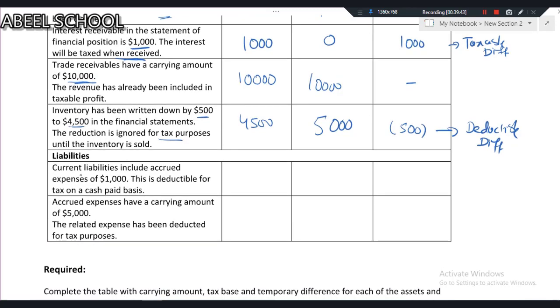Let's talk about the liabilities. Current liabilities included accrued expense 1,000. This is deductible for tax on a cash paid basis. Very important one.